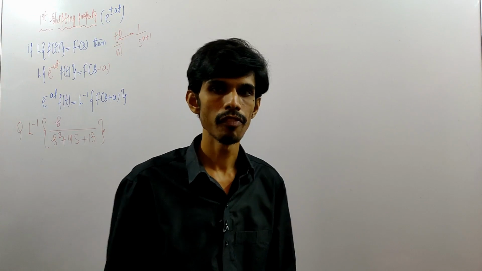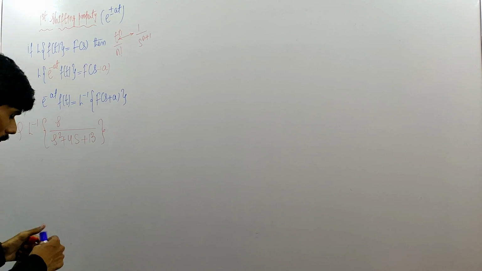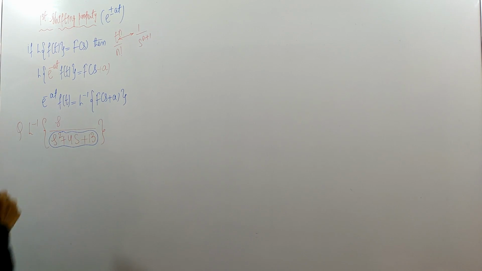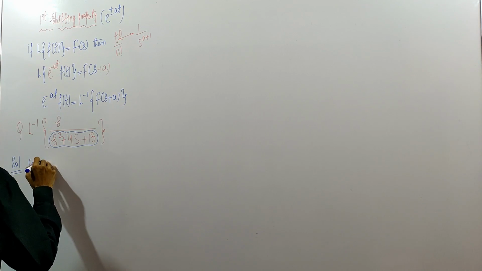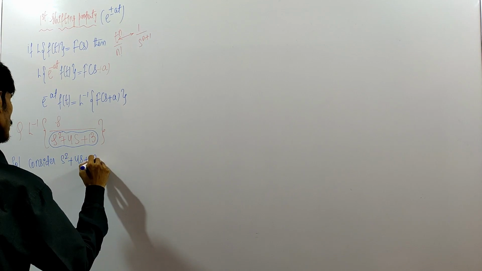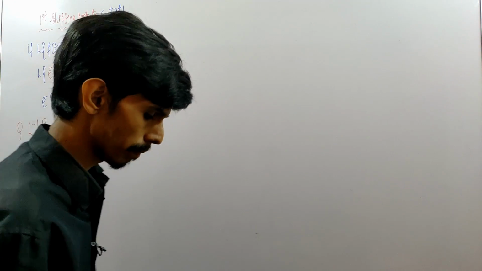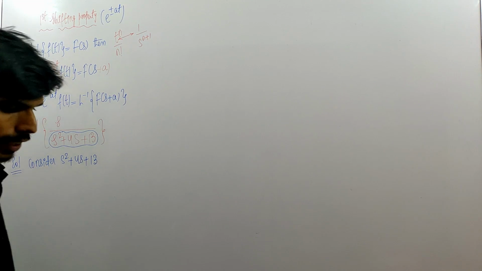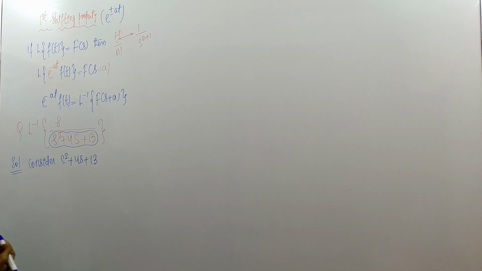Let us see one more question of inverse Laplace transform. L inverse s by s square plus 4s plus 13. Here in the denominator, we have a quadratic equation. Consider s square plus 4s plus 13. We cannot factorize this quadratic equation. In that case, we try to make this quadratic equation a perfect square. So let us convert this quadratic equation into a perfect square.